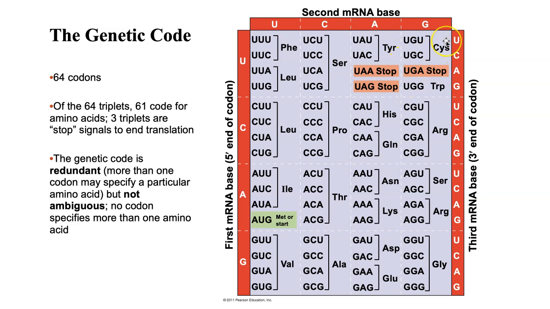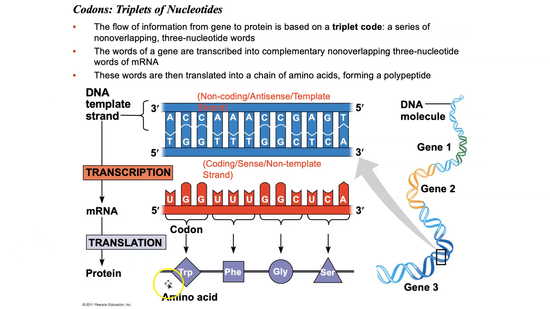For the third letter, which is another G, we're going to look on the right side. So we see again U, C, A, G. So here is UGG, and it codes for tryptophan, TRP. And that's what we see here, TRP. Practice one more just so you get the feel of it.